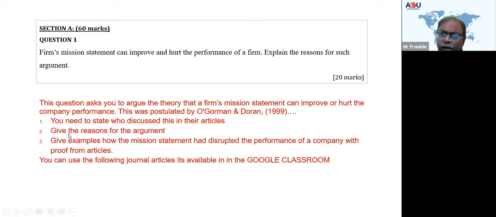Okay. Next, you need to give the reasons for that. Why are they saying it like that? What are the reasons? And then finally, give examples of how the mission statement had disrupted the performance of the company, with proof from articles.